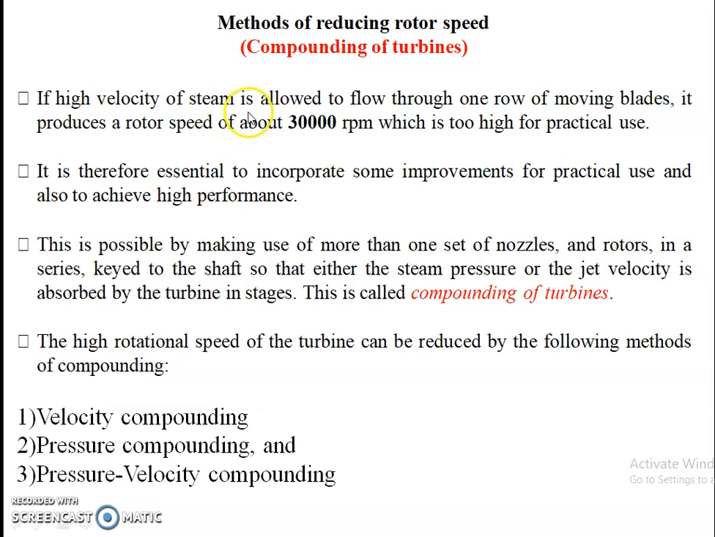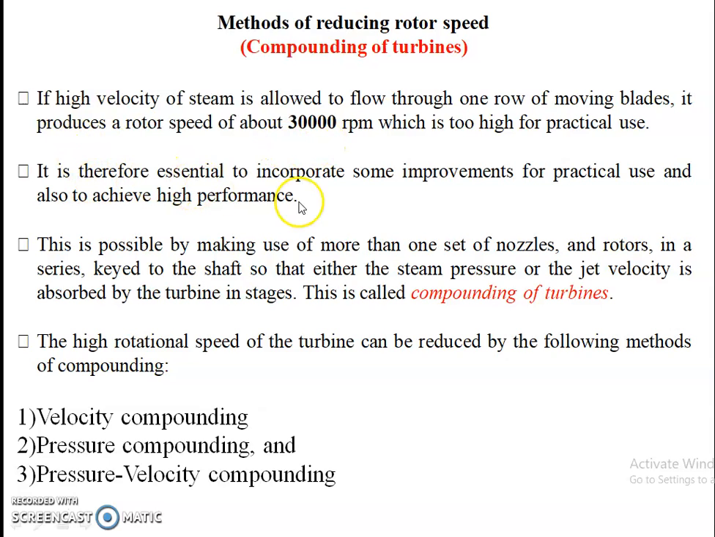If the high velocity steam is allowed to flow through one row of moving blades, it produces a rotor speed of about 30,000 rpm, which is too high for practical use. Previously I told you about the De Laval turbine, which is a single stage turbine. The blade speed is 30,000 rpm. We have to reduce the speed with the help of compounding turbines. A compounding turbine has different stages: fixed blade, moving blade, fixed blade, moving blade.